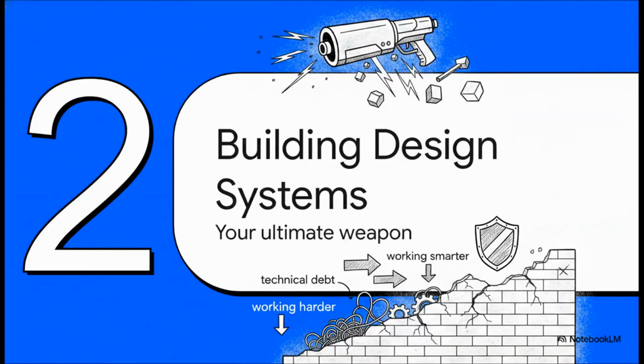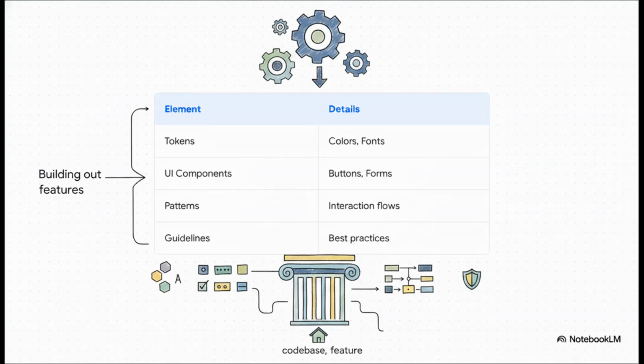Which brings us to Section 2, building the design system. Think of this as your ultimate weapon. To defeat technical debt during production, you have to shift from working harder to working smarter. When you're building out a feature, I want you to rely on a structured breakdown like this as your single source of truth. A robust system has 4 core pillars.